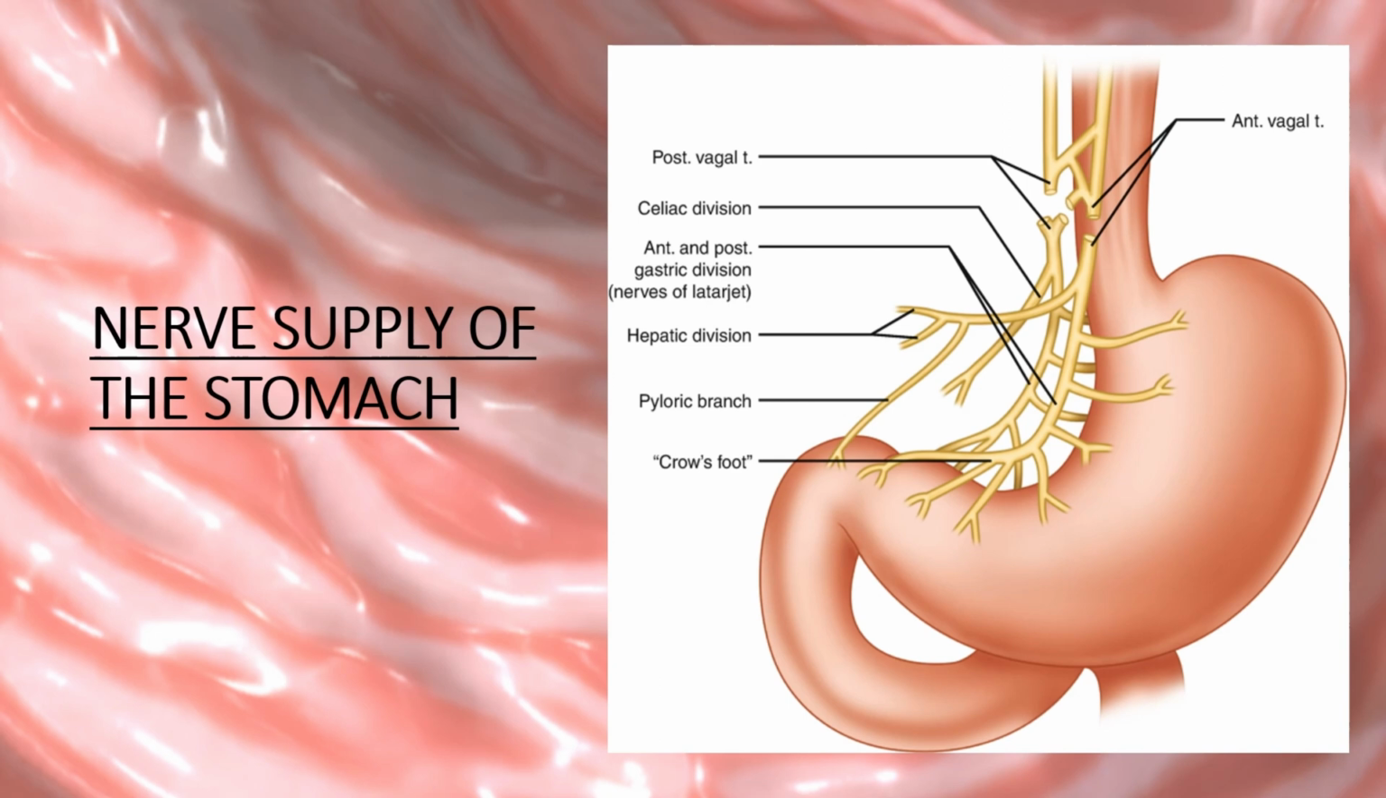The concept that we have of the autonomic nervous system is that it consists of 2 components: the cholinergic, which is mostly the parasympathetic part, and the adrenergic, which is mostly the sympathetic nerves.